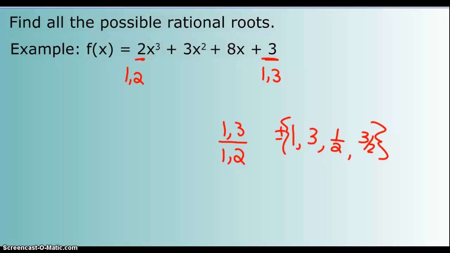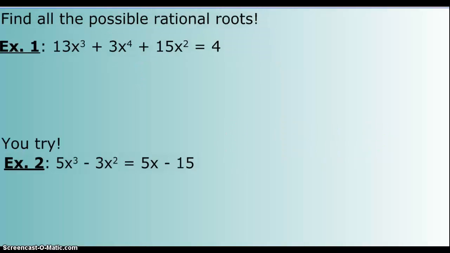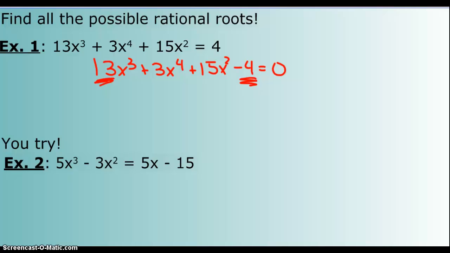So here we go. Let's try one more. So first, you have to notice, oh no, the 4 is on the wrong side. So we'll just rewrite it real quick here. Subtract that 4 over. Identify that's your constant. Identify the 13 is your coefficient. Factors of 4: 1, 2, and 4. Factors of 13: 1 and 13.